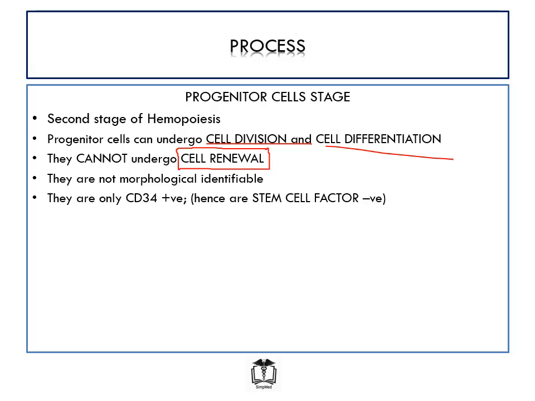They are also not morphologically identifiable, and unlike the stem cells, progenitor cells tend to be CD34 positive but lack a stem cell factor, and this is very key to note. The reason we look at the stem cell factor in the first place is because it is found on stem cells. So if stem cell factor is not found on a particular cell, these cells are likely to be progenitor cells or precursor cells and not stem cells.